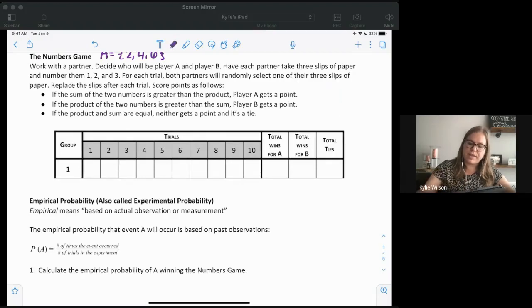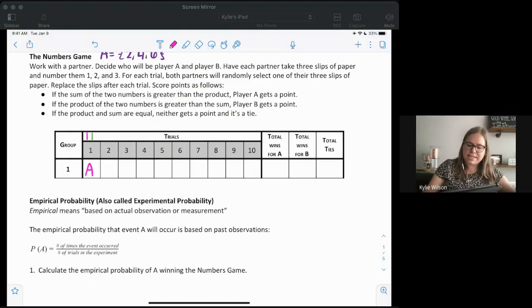So what I'm going to do is give you some example data here. Unfortunately, because we can't play this virtually, but I will give you some information here. So for number one, let's say we play this game. And then in the first one, the sum of the two numbers was greater than the product. So player A won. Let's say player A had a 1 and player B had a 1 as well. That means the sum of those is 2 and the product is 1. Therefore, A wins.